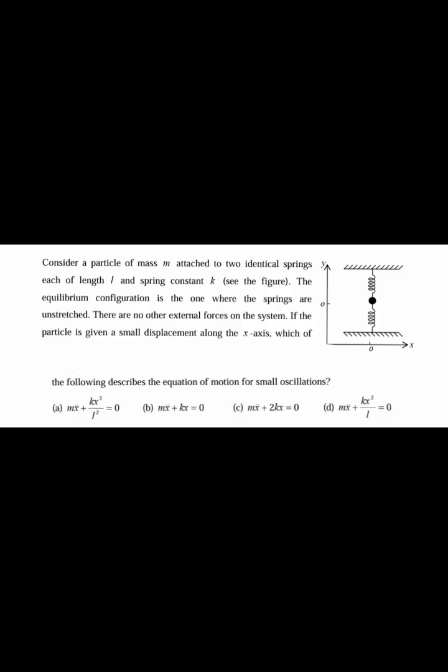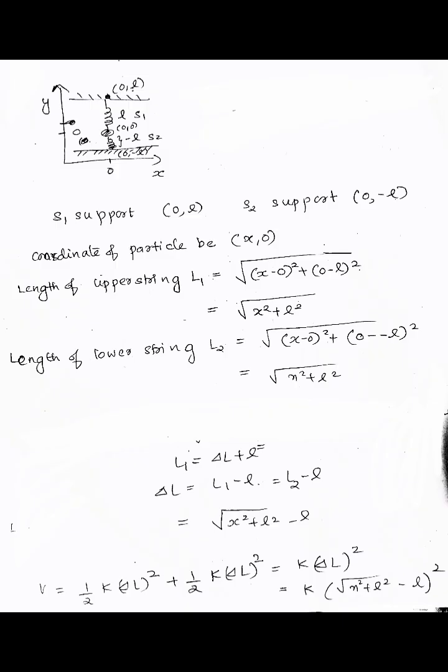So the next question is: consider a particle of mass m attached to two identical springs, each of length L and spring constant K. The equilibrium configuration is the one where the springs are unstretched. There are no other external forces on the system. If the particle is given a small displacement along the x-axis, which of the following describes the equation of motion for small oscillation? So here two springs are given.